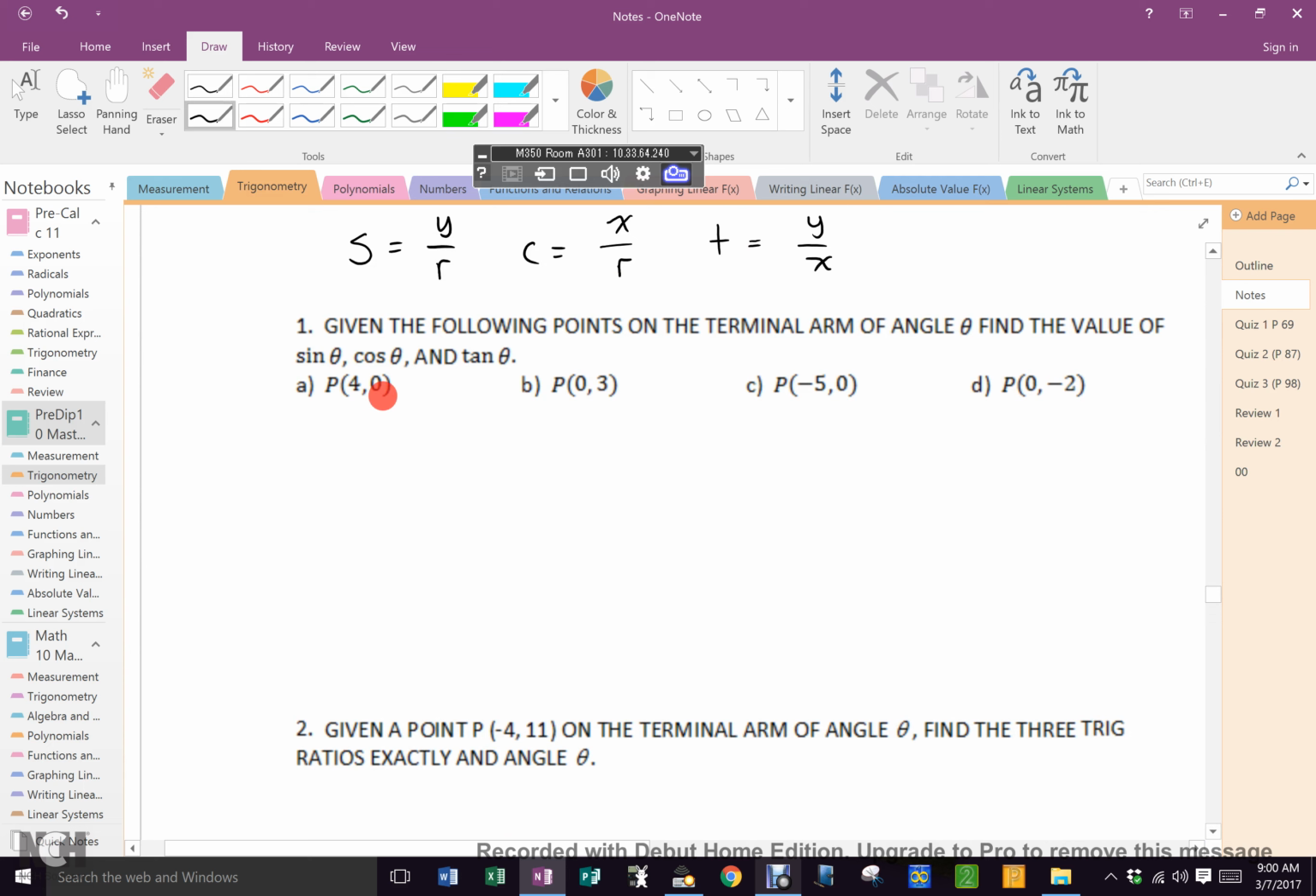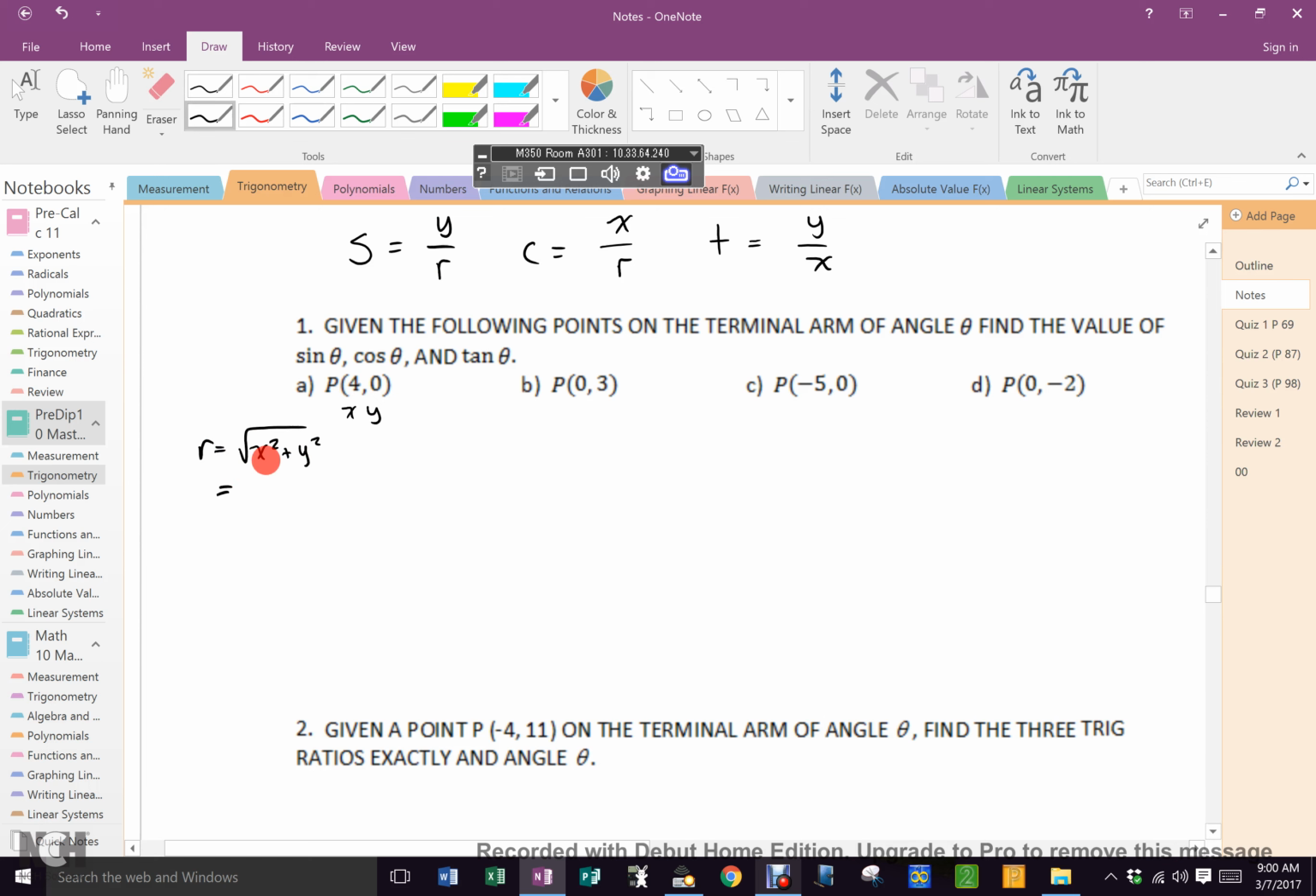Actually, I'm not going to draw that one because that's a bad one. This is x, this is y. So it shouldn't be a problem here, should it? The sine is y over r, right? So before I can do r, I should check it, yeah? R is the square root of x squared plus y squared.